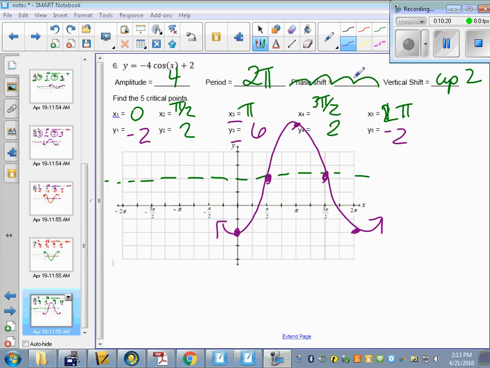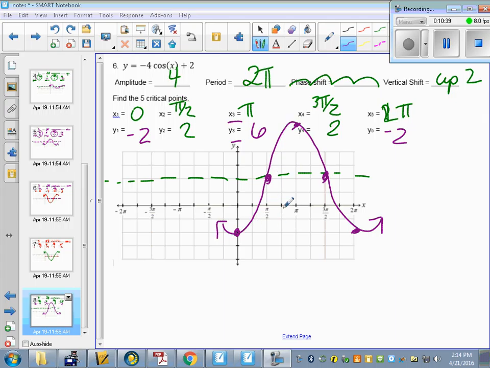All right, so our last graph experienced everything we've talked about. It started at its minimum instead of its maximum because it's negative. Amplitude of 4, so it has a vertical stretch, and a vertical shift going up 2 units. So I shifted my graph. I found my minimum to be -2, my maximum to be 6.